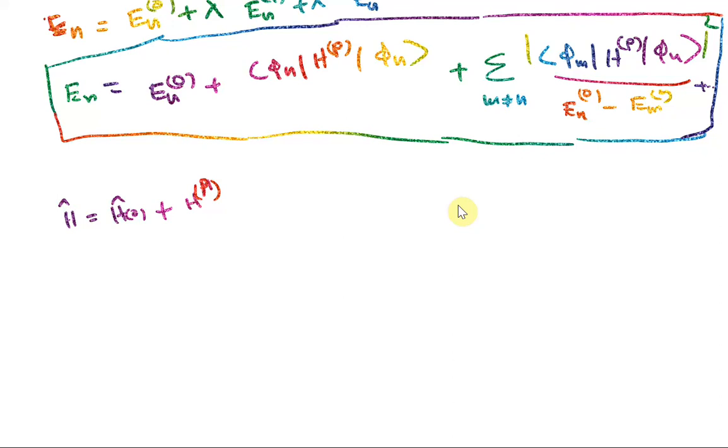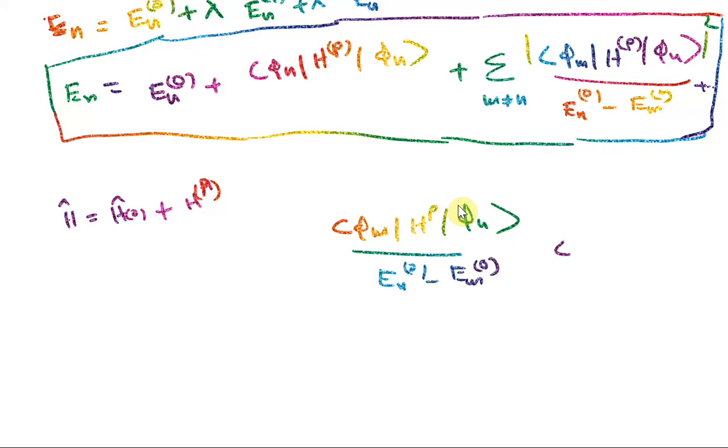analysis, right? So this quantity, phi m HP phi n divided by En0 minus Em0, has to be smaller than 1. It's our validity condition.